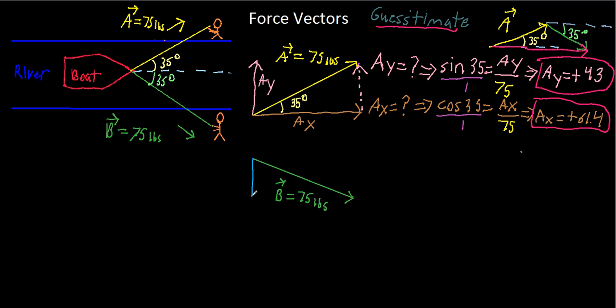We'll solve for, well, this would be b of y since it's going up and down. And we'll solve for b of x, the x component. And this is b of x because it's going left and right. The exact same way as we solve for this. And of course, it's still 35 degrees off the horizontal.